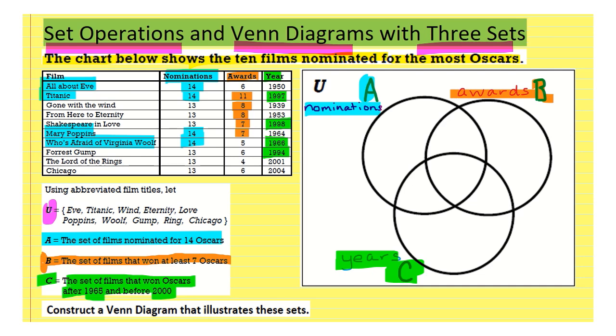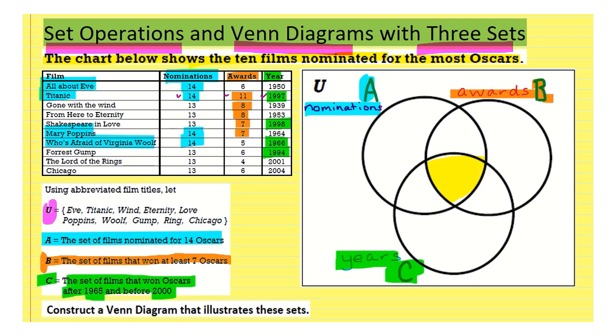Okay, so the first thing when we're dealing with three circles is we want to see what is in the middle. The middle will be something that is in all three categories. So let's look over here and see if we can identify what is in all three categories. We've got nominations, awards, and years. There's 14 in the nominations category, 11 in the awards category and 1997 in the year category. So that has all three.